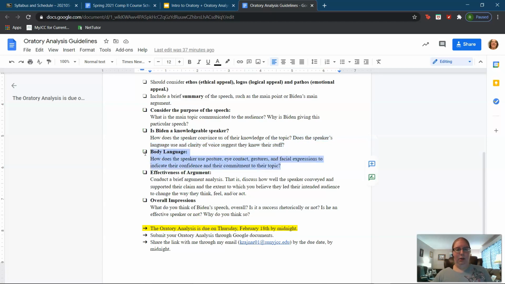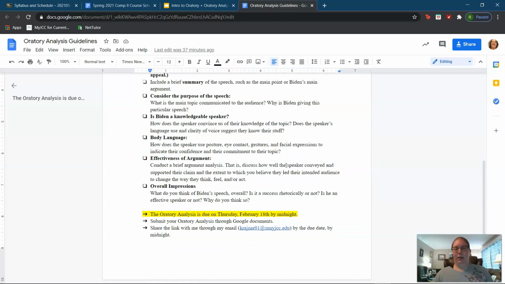Now this is another important one, body language. How does the speaker use posture, eye contact, gestures, and facial expressions to indicate their confidence and their commitment to the topic? Now, if you watch certain speakers throughout history, whether it's Martin Luther King or Obama or Biden, famous people use a lot of body language when they're speaking in order to convey their main point.